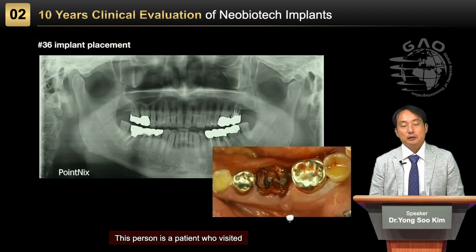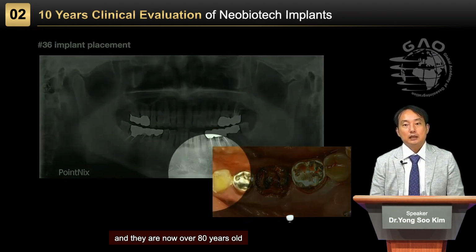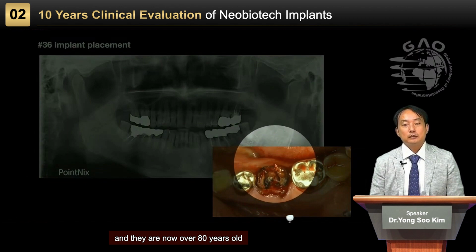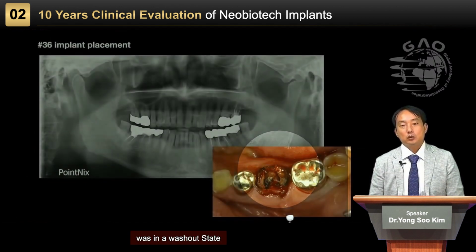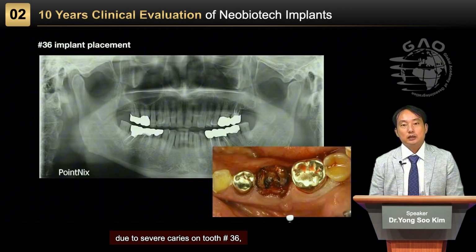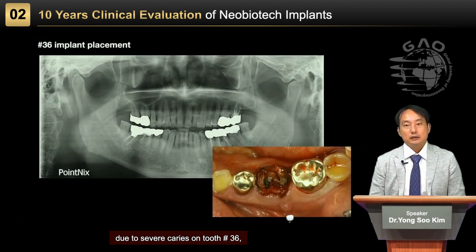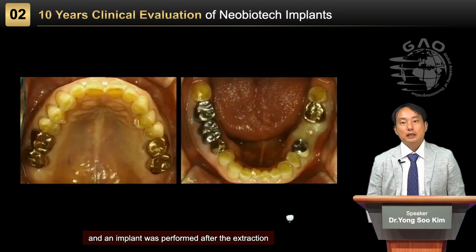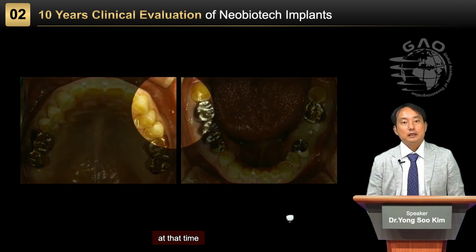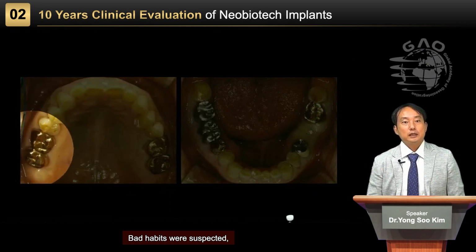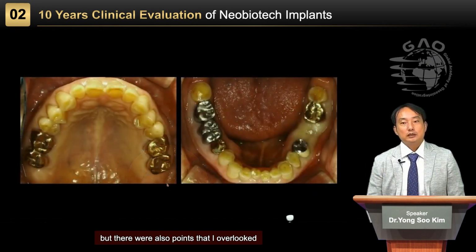This person is a patient who visited during the early days of my practice, and they are now over 80 years old. At that time, they were in their 70s, and the crown was in a washout state due to severe caries on tooth number 36. Extraction was necessary, and an implant was performed after the extraction. At that time, bad habits were suspected, but there were also points that I overlooked.